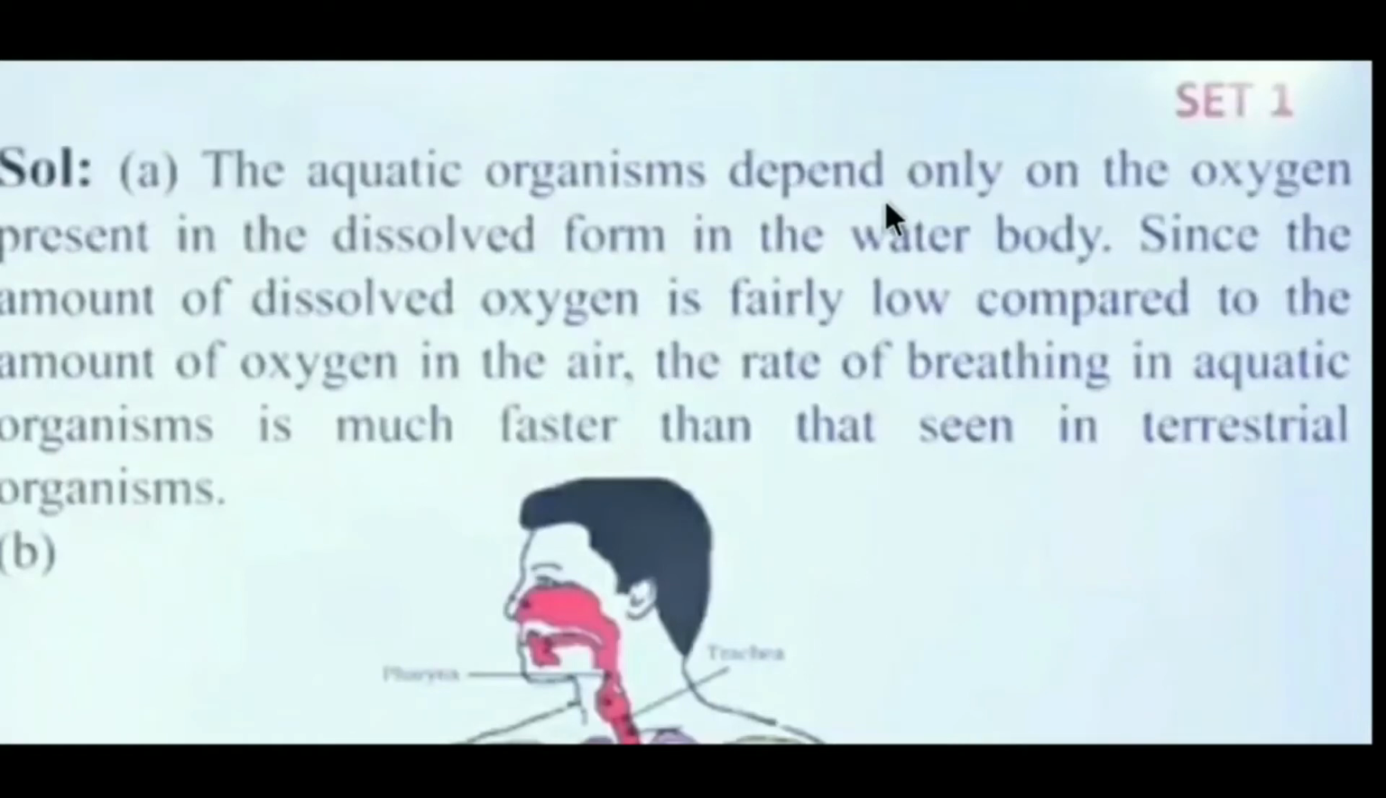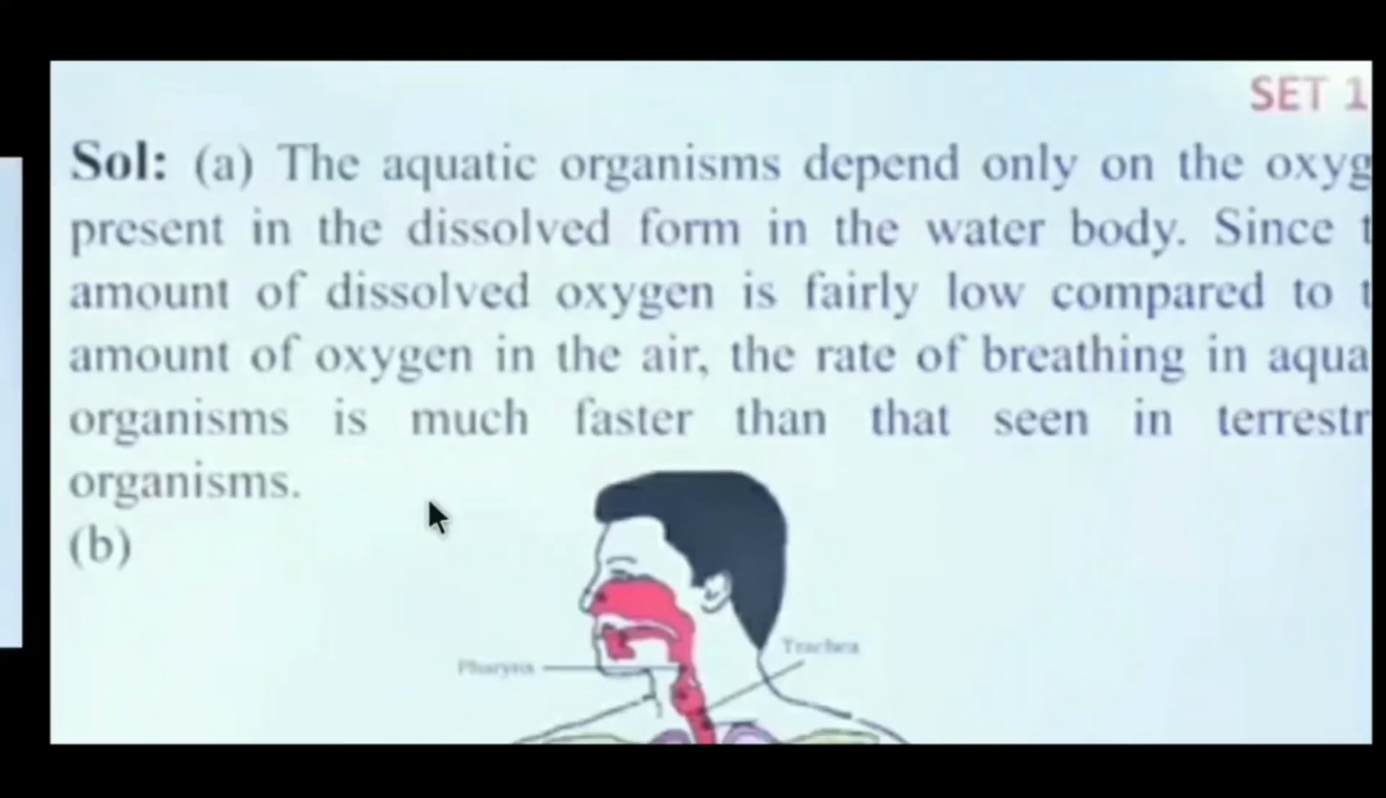The aquatic organisms depend only on the oxygen present in the dissolved form in the water body. Since the amount of dissolved oxygen is fairly low compared to the amount of oxygen in the air, the rate of breathing in aquatic organisms is much faster than that seen in terrestrial organisms.